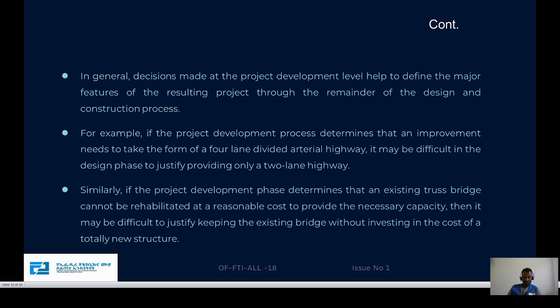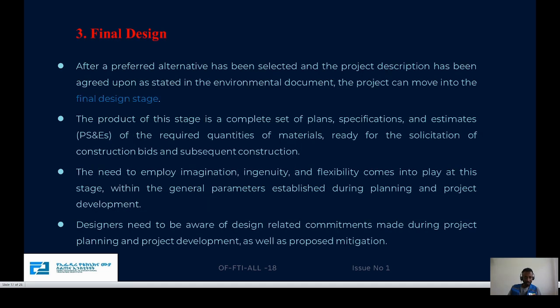For example, if the project development process determines that improvement needs to take the form of a 4-lane divided arterial highway, it may be difficult in the design phases to justify providing only 2-lane roads. And also, coming to project development, selecting one option is to construct an additional lane.